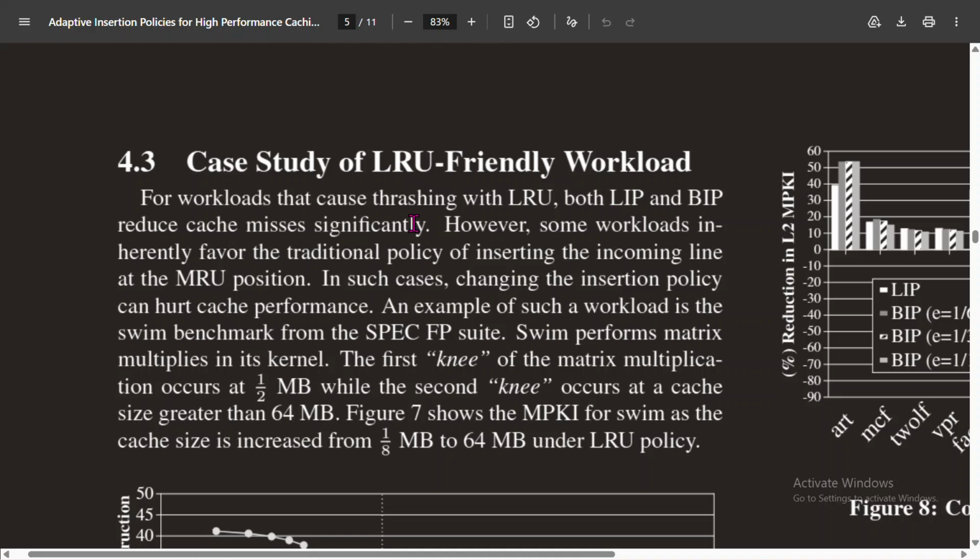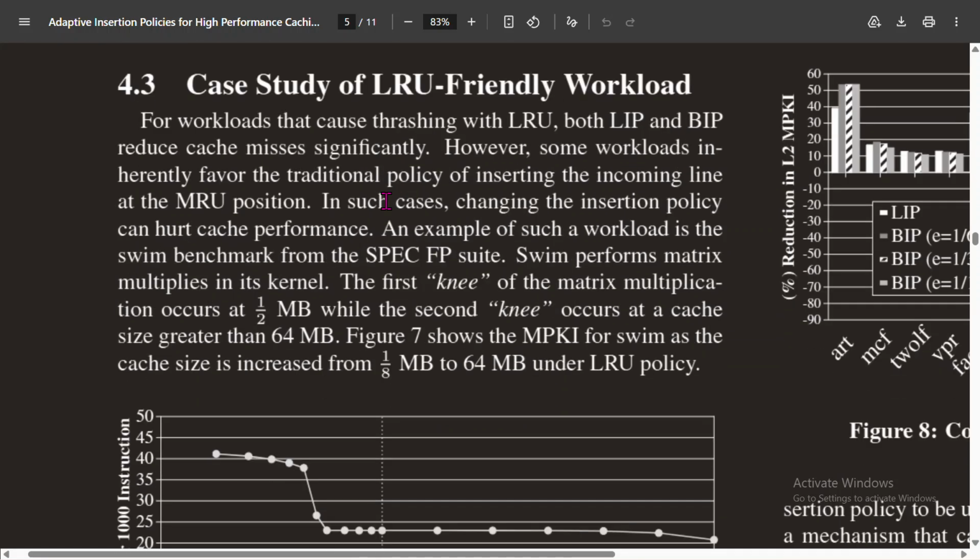Moving on to the next part, case study of LRU-friendly workload. For workloads that use thrashing with LRU, both LIP and BIP reduce cache misses significantly. However, some workloads inherently favor the traditional policy of inserting the incoming line at the MRU position. In such cases, changing the insertion policy can hurt cache performance.